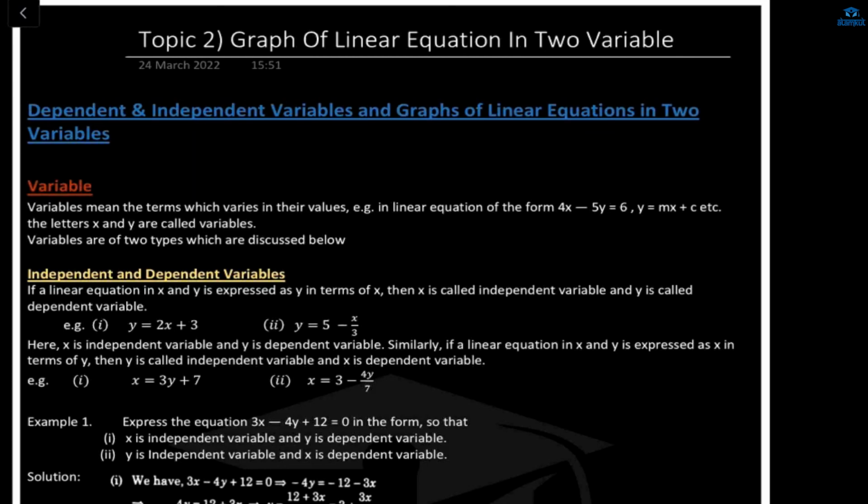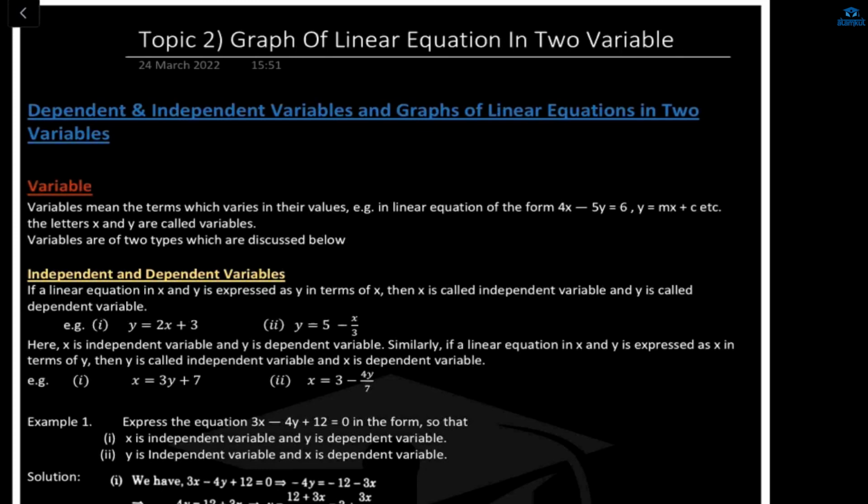This chapter is coordinate geometry. Yes, but linear equation in 2 variables graph is in the chapter linear equation in 2 variables only. Actually, why I am saying graph of linear equation is because if 2 linear equations are there, through graphical method also we solve. No, ma'am, this topic is not in coordinate geometry in my book. It's in the linear equation in 2 variables chapter.